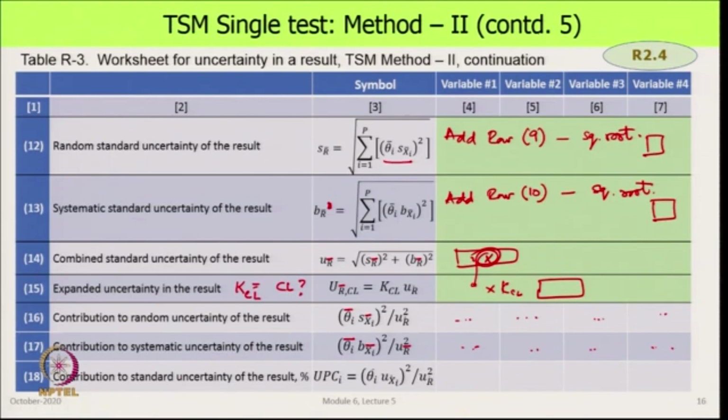And finally, contribution to standard uncertainty of the result, which is our UPC, uncertainty percentage contribution of the ith measurement. This is U x_i bar by U R bar. So, you can take value of U x_i earlier or take the sum from here and calculate these numbers.